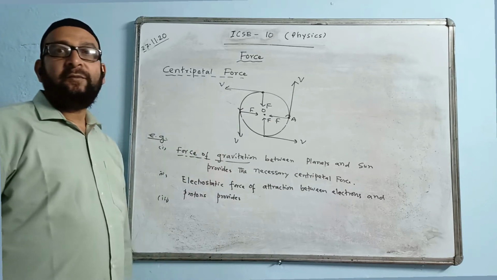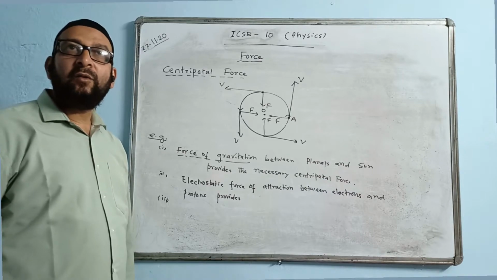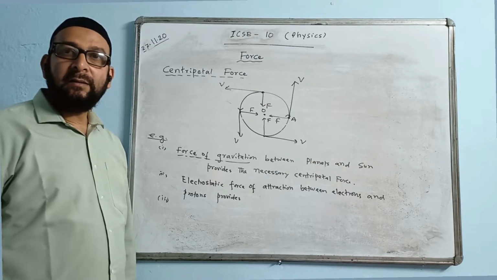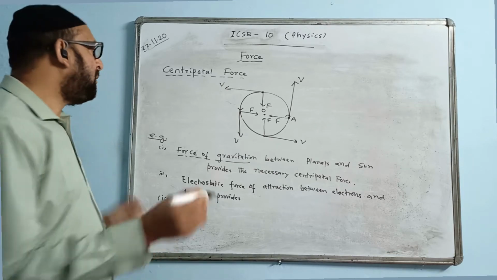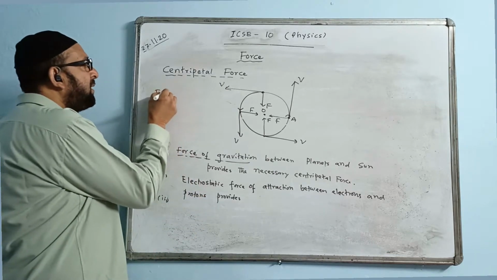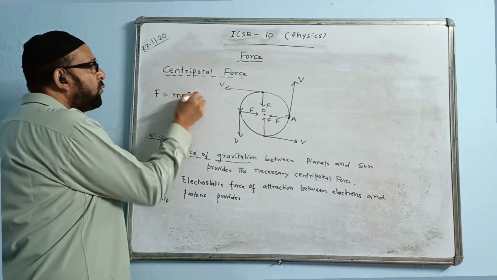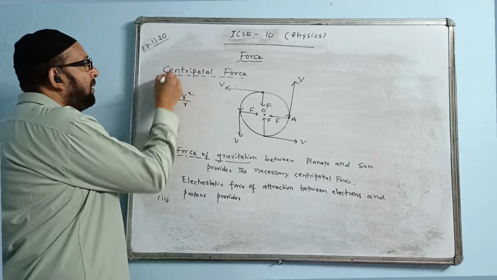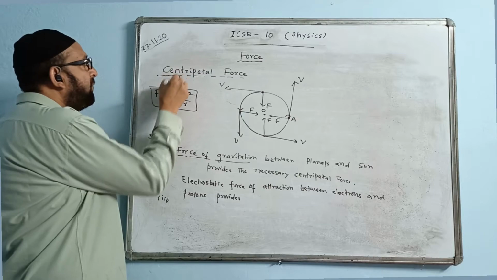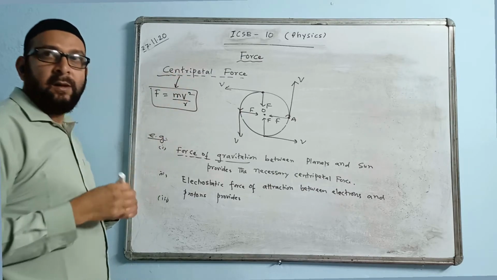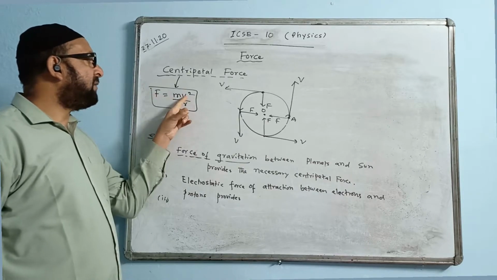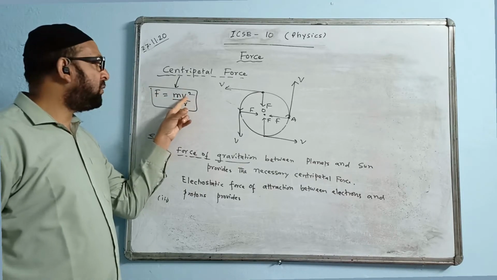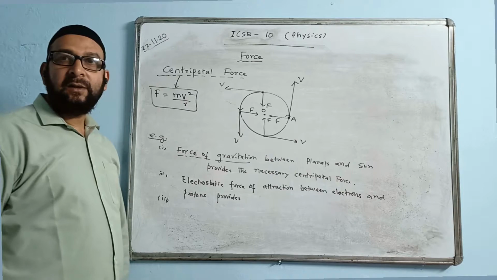The centripetal force formula is there, but you don't require the formula now in class 10. You will do that formula in class 12. I'll just tell you the formula of centripetal force: F is equal to mv squared by r. In this formula, m is mass, F is force, v is the magnitude of velocity, and r is the radius.